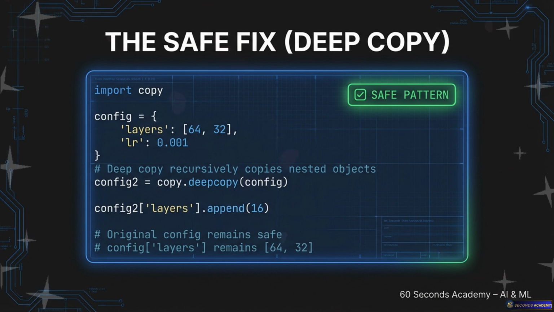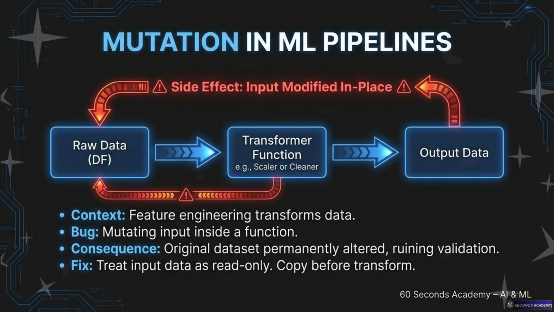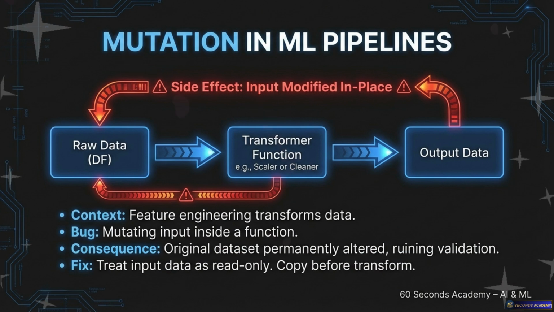You do not use deep copy on your 10 gigabyte training data set every time you loop. That would be suicide. So for the big data, we rely on the shallow copy, but we treat it as read-only. Exactly. Or we use specialized copying methods provided by libraries like NumPy or Pandas, which are optimized for speed and C.